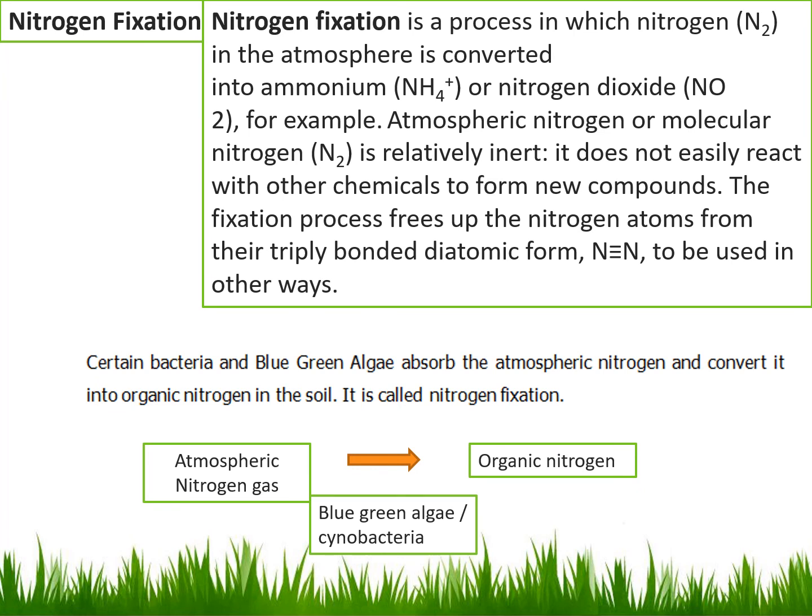From this, now nitrogen fixation. The nitrogen which was produced in the previous phase will be converted into organic nitrogen. Now, this is a very difficult thing, to convert atmospheric nitrogen into organic nitrogen. How will it be done? It will be done through blue-green algae or cyanobacteria. It is the same thing, and can be named in two ways: blue-green algae as well as cyanobacteria.